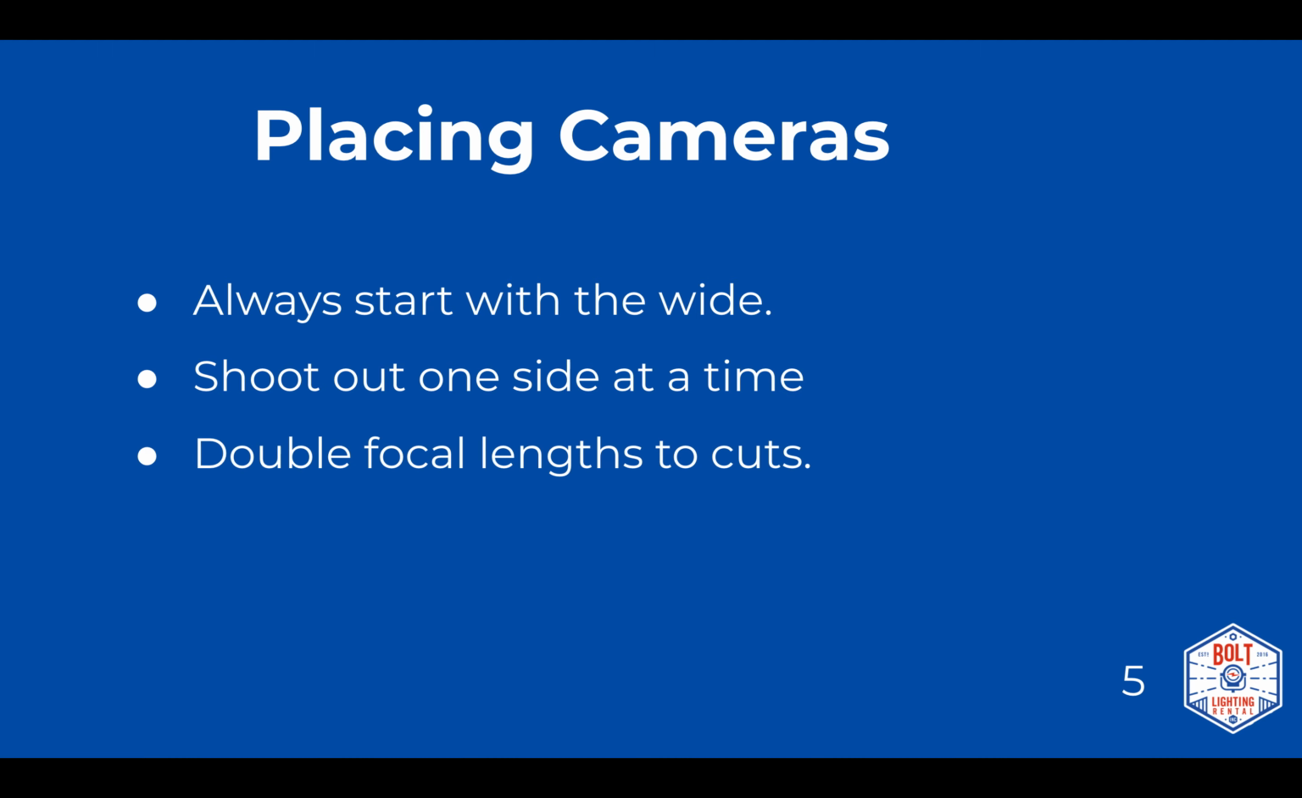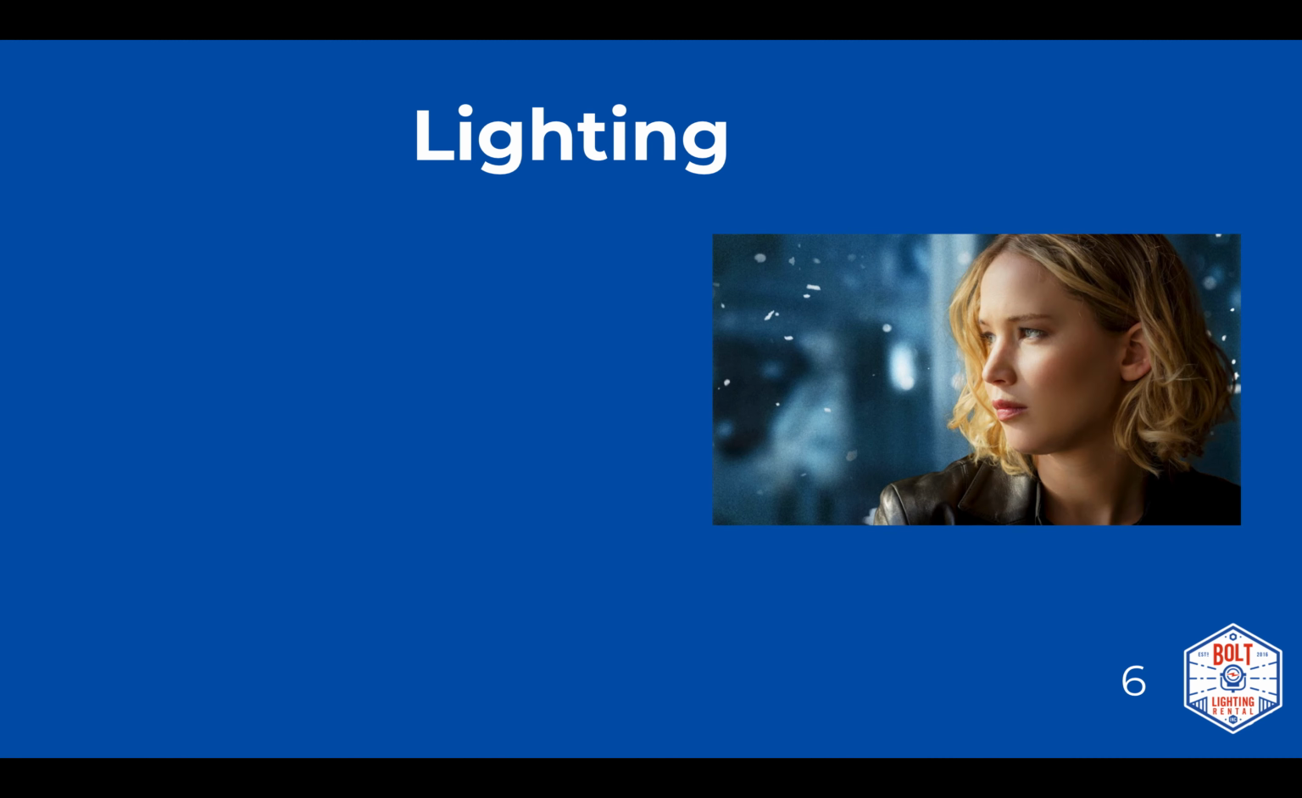One rule of thumb is that if you have a wide and a tight of the same shot, make sure your focal length is at least double that of the wider shot. So if you have a 25 mil for a wide and then you have a tight, you should at least be on a 50 millimeter lens. And I think we're going to stop there, actually.